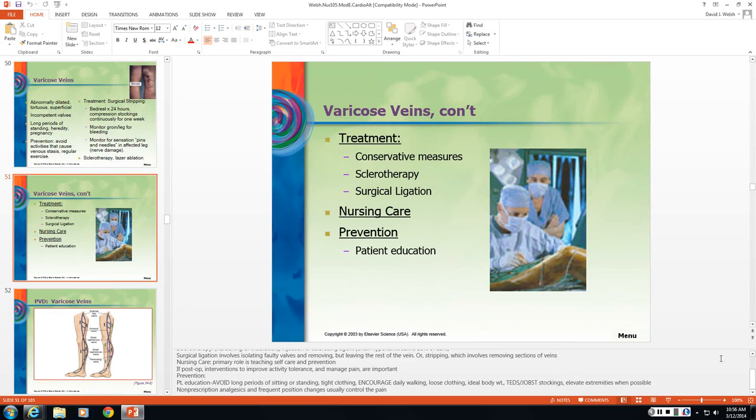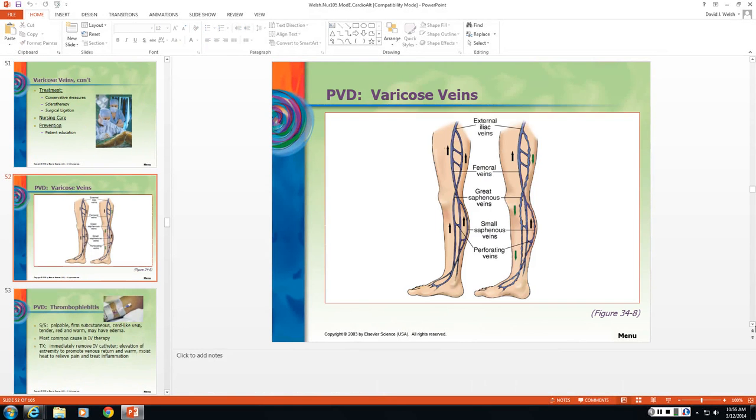If they're going to be on their feet for a long period of time, you want them to elevate their extremities when possible. You're also going to have them use non-prescription analgesics and frequent position changes, usually to control pain. So varicose veins, this just goes to show you the different places that they usually are.